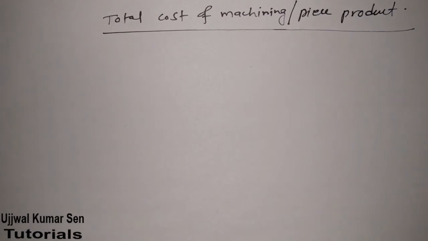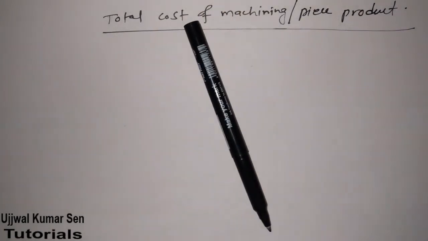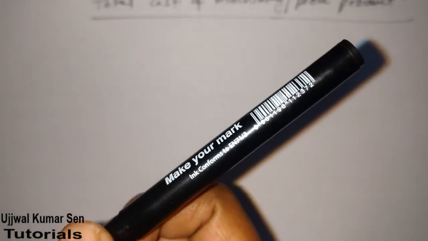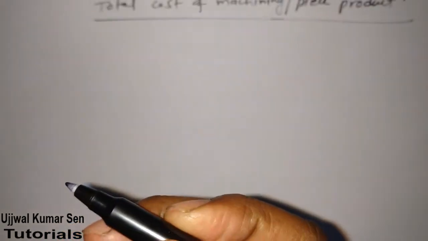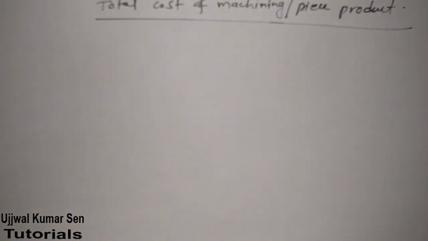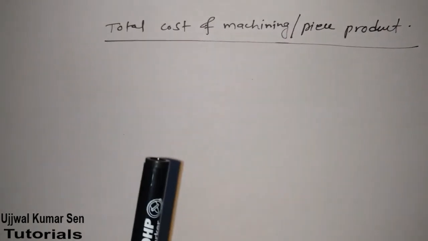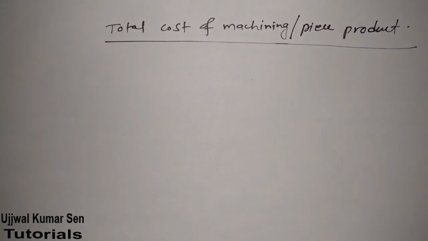In this tutorial we are going to learn how to find the total cost of machining per piece product. Suppose I want to manufacture this pen and I want to find out how much money I have to invest to manufacture this product per piece. So basically, in a machining operation, how much money do we have to invest in machining to make one product? This is the definition.